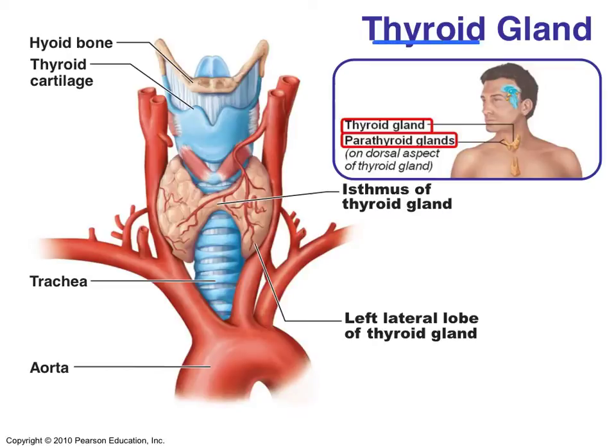We'll talk about the thyroid gland first. The thyroid gland consists of two lateral lobes joined together by a narrow band of thyroid tissue called the isthmus. The thyroid wraps around the trachea just below your Adam's apple. Remember palpating the thyroid in lab? It moves slightly up and down as you swallow.